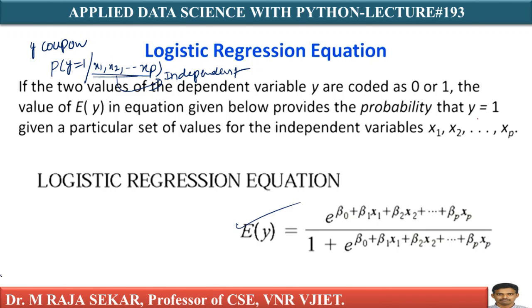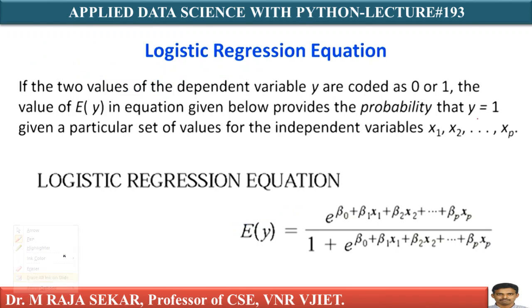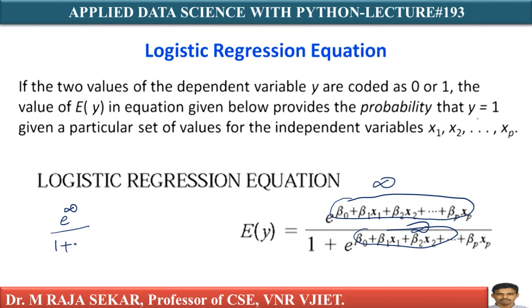This is the logistic regression equation. What is our logistic regression equation? E power beta naught plus beta 1 x1 plus beta 2 x2 plus so on, beta p xp, divided by 1 plus the same. What is the maximum value of this? For example, the exponent may be infinity, isn't it? If it is infinity, what happens? This value will be e power infinity by 1 plus e power infinity. E power infinity means infinity, and again infinity plus 1.